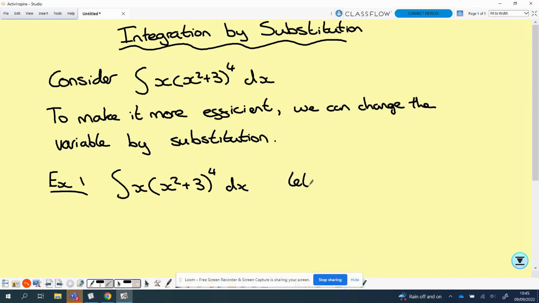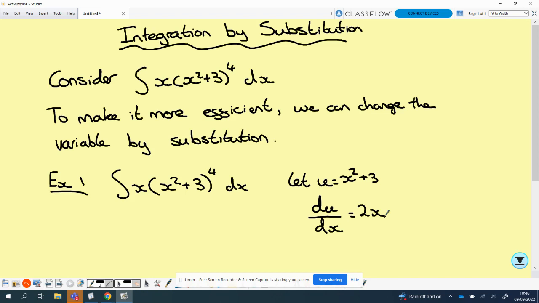So let's let u equal x squared plus 3. Okay, so I'm letting u equal x squared plus 3. So that way, I'm going to swap that x squared plus 3 for a u eventually, okay? But before I do that, I'm going to differentiate this function with respect to x. So I'm going to go du by dx. Okay, and if I differentiate that, I get 2x.